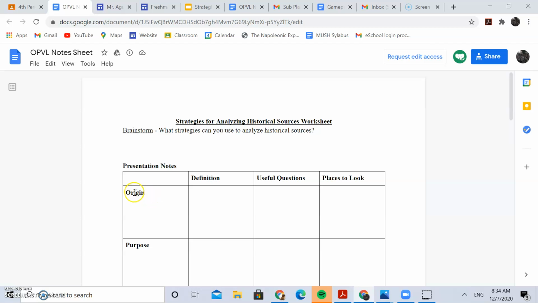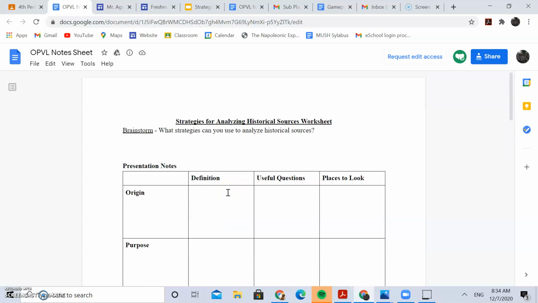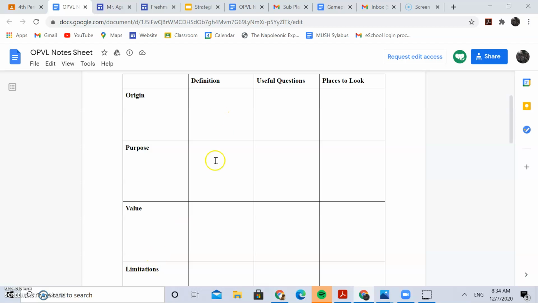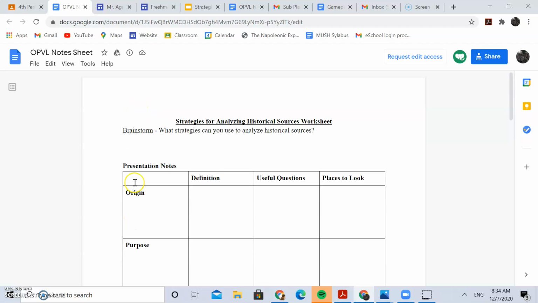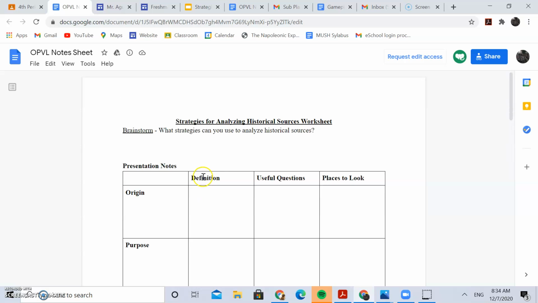And if you're able to find the origin, the purpose, the value, and the limitation of an information source, then you'll be able to better understand that information source and you'll be able to use it effectively in your analysis of a historical event. So I'll be teaching you guys the bare bone basics of how to find these things, what these things even are, and useful questions to ask yourself when thinking about these aspects of origin, purpose, value, and limitations.